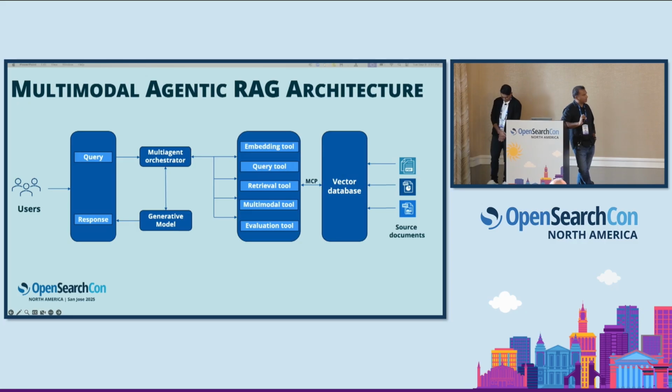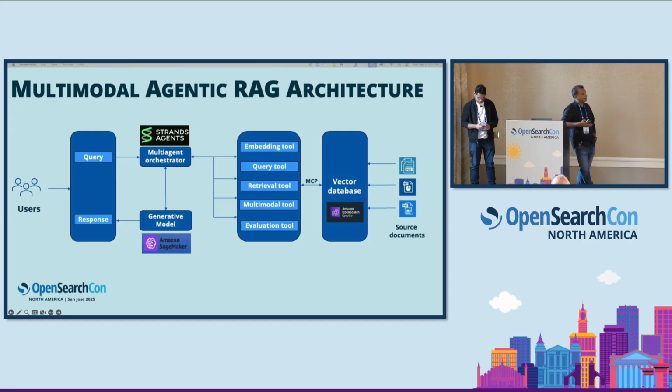So overall, once the query comes, we have a multi-agent orchestrator that dynamically picks the right tool to use, and based on the outputs it's getting, it iterates and processes the data, and then works with the vector database to store those embeddings and then retrieve the right information.